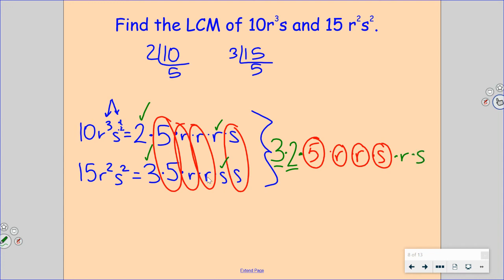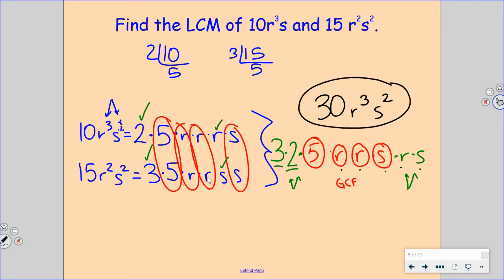So please notice anything that is circled, anything that's in common, you only write once. It's almost like you're looking for the greatest common factor. In fact, in this case, that is the greatest common factor. But then you're also looking for anything that is not shared and writing those ones. So let's go ahead and just multiply that out for the final answer. 3 times 2 is 6, 6 times 5 is 30. R times another r will be r to the third power. You multiply a bunch of r's repeatedly, and s times another s will be s squared. And so our least common multiple is 30 times r to the third power times s to the second.